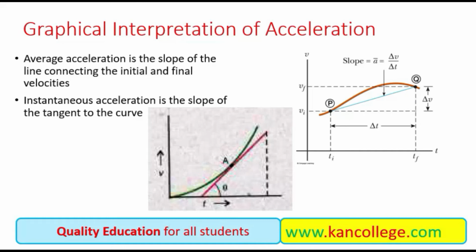Now, for the specific case of acceleration, for the graphical interpretation of acceleration, we use the slope. Average acceleration is the slope of the line connecting the initial and the final velocities. It means if we are given the velocity-time graph and want to find the average acceleration between two points or two instants of time, what is the average acceleration?